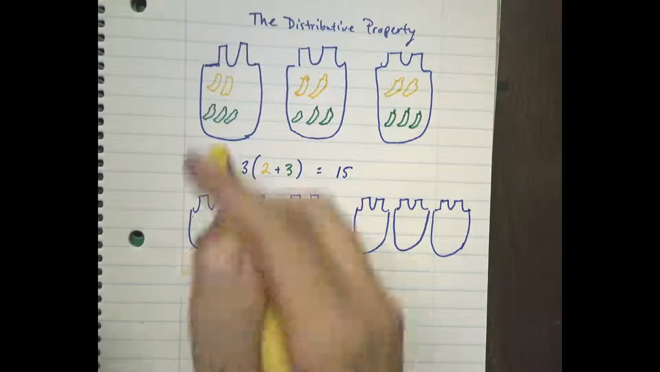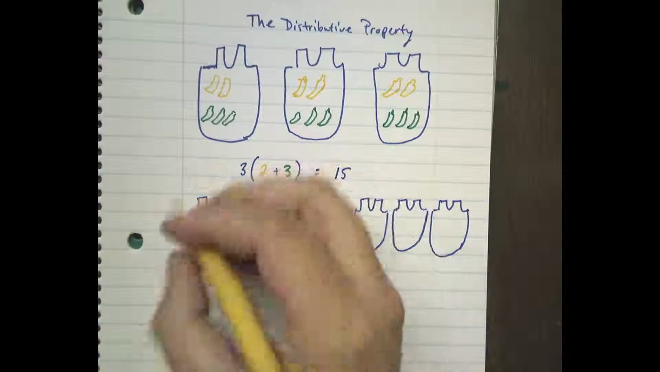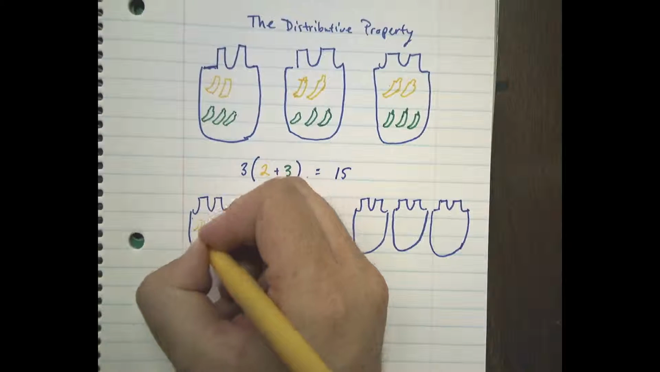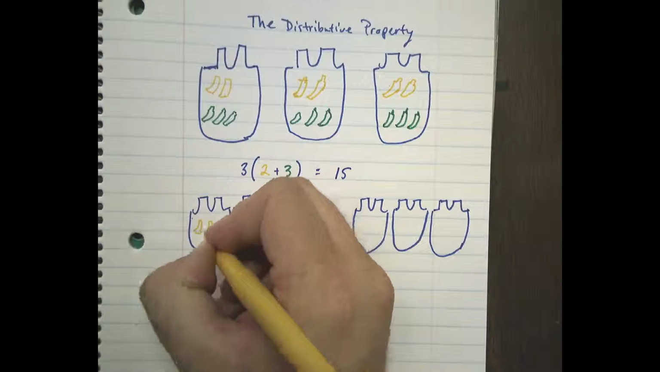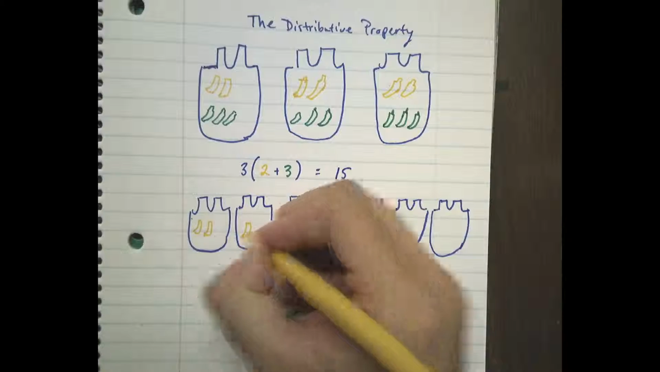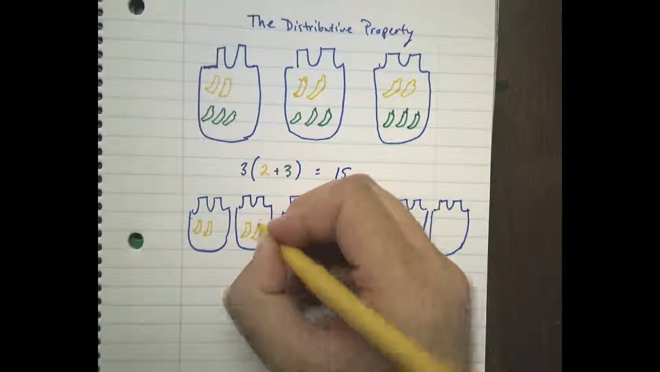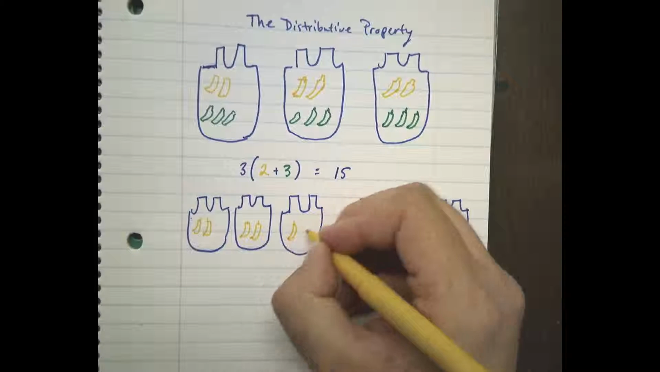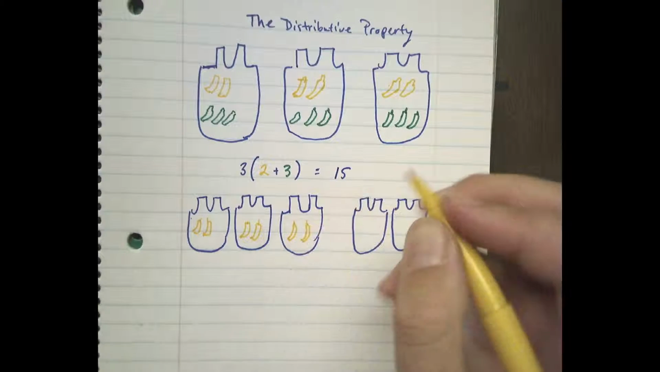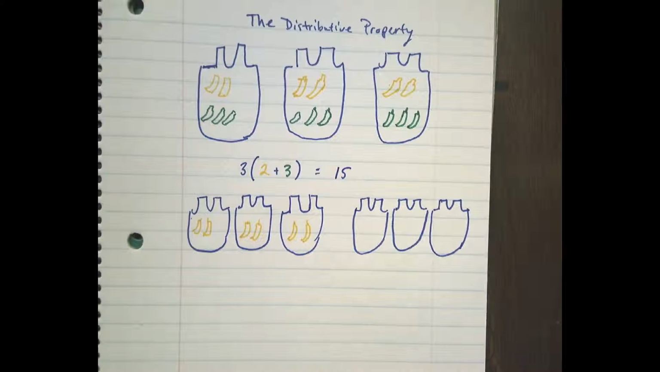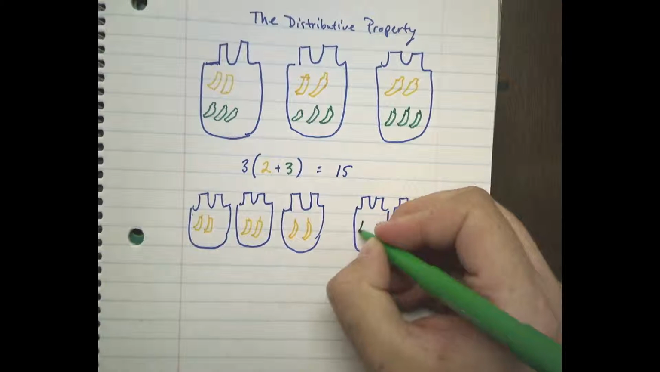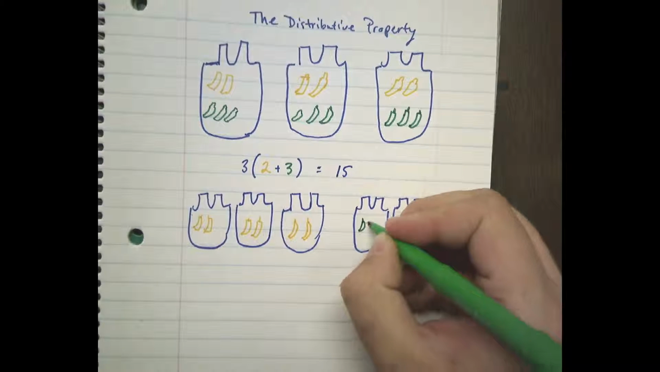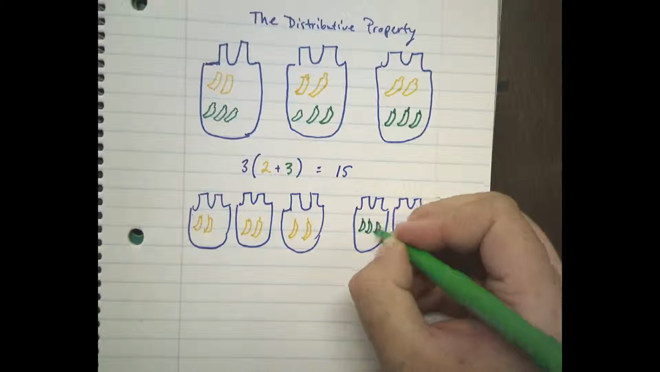So if we're separating out our yellow bananas in each, there are groups of 2 here. 1, 2. 1, 2. Whoops. 2 bananas. Okay, and then there are 3 bananas in these 3 bags. Banana, banana, banana.